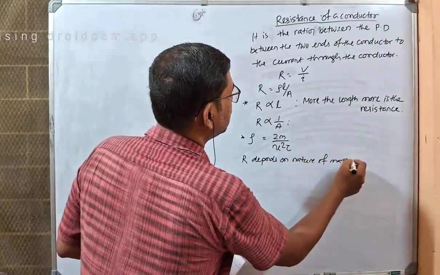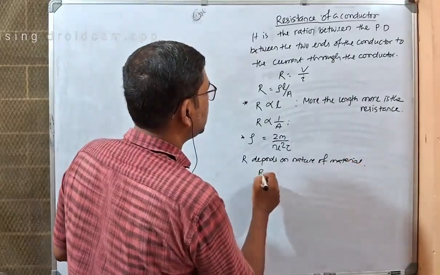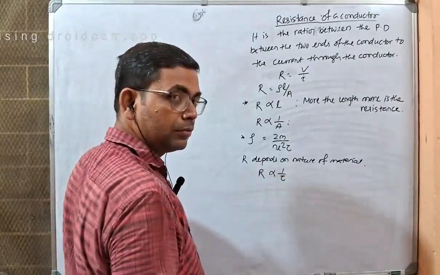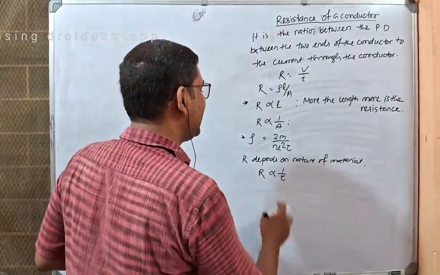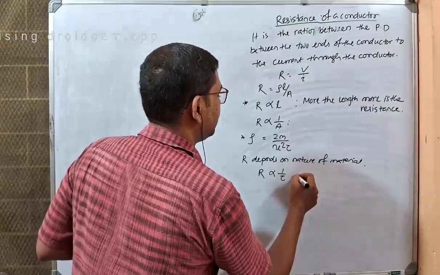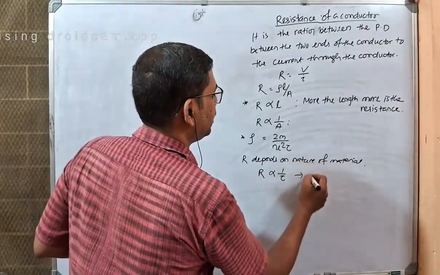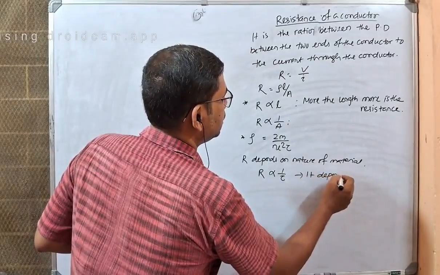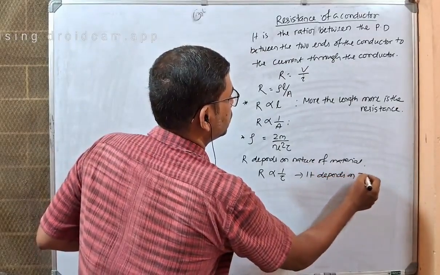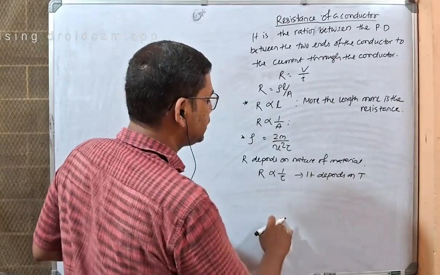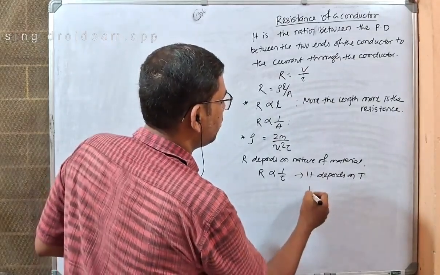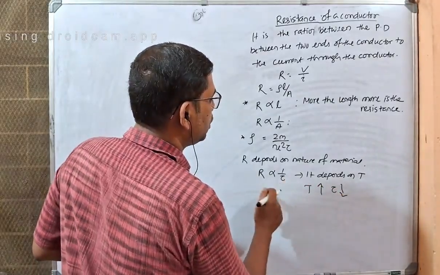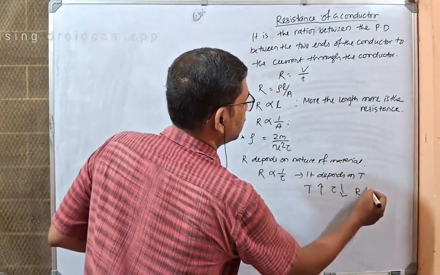So R is inversely proportional to tau, one thing. So it indirectly depends on temperature. The more the temperature, the less is tau. If temperature goes high, tau goes down. If tau goes down, resistance will increase.